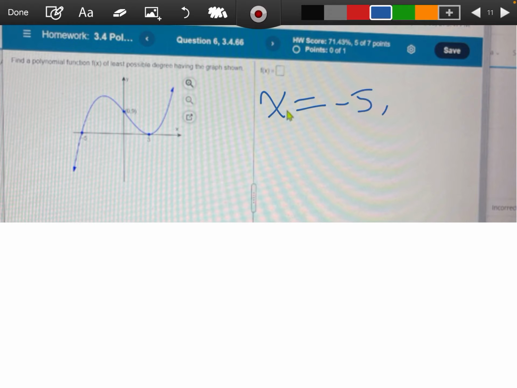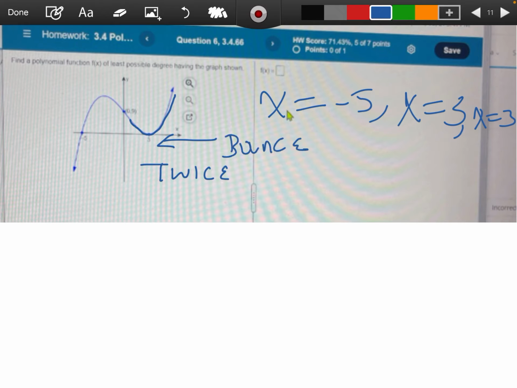We have a couple of x-intercepts, so one of them is x is equal to -5, and the other one is x is equal to 3. But I want you to notice something. Here on the graph, when we hit that x-intercept, it hits it and it bounces off. What that means is that this intercept occurs twice. So we're going to have another one at x equals 3. Okay, there's actually 2 of them there.